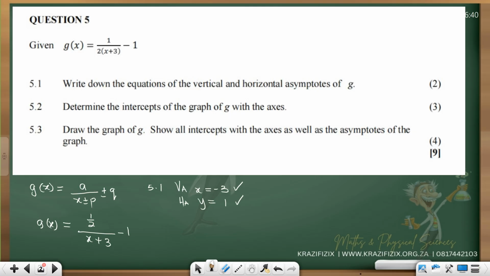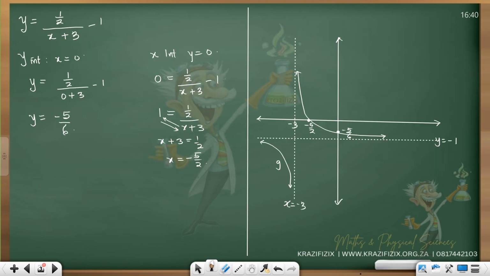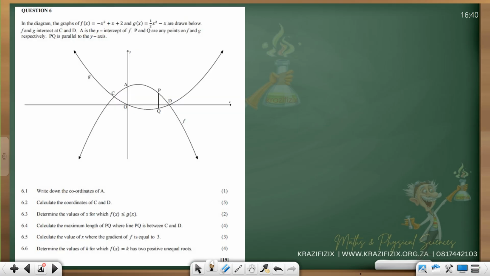Okay, so how many marks is that? 9 marks. Check that. Show all the intercepts with the axes as well as the asymptotes. Look at that. That is 9 marks. Please, here there is no room for errors. We have to do it to perfection and get that right. Okay, we can always come back to check.